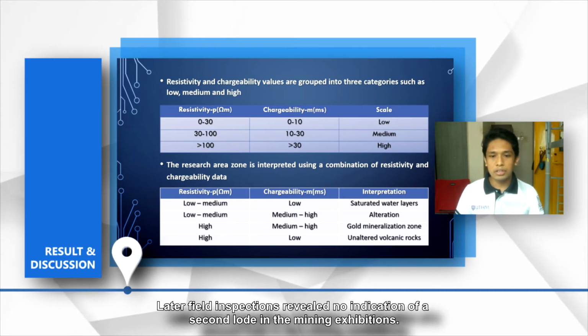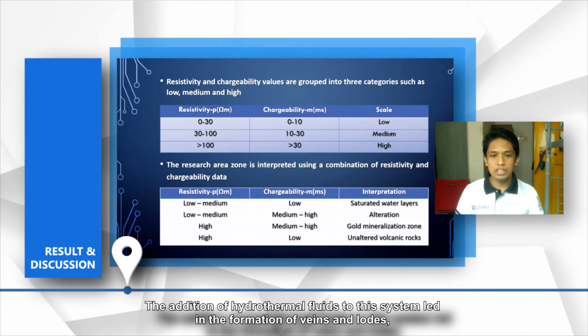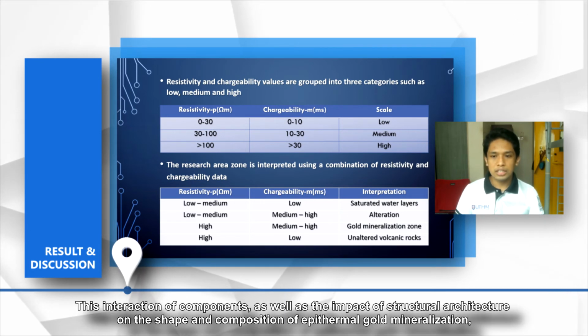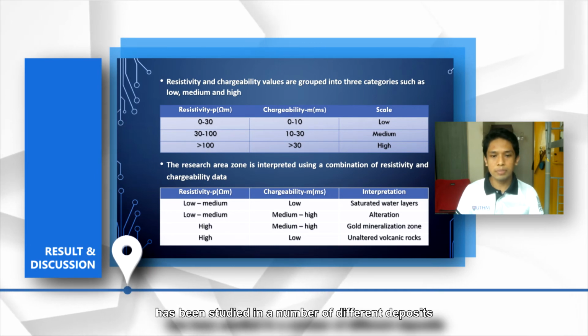Lateral field inspection revealed no indication of a cycle of load in the mining exhibitions. The geographical distribution of lode bodies in the study area was caused by deformational processes that occurred in the geological past. The addition of hydrothermal fluids to this system led to the formation of veins and lodes, which were sometimes unconnected and represented by a complex system of quartz veins with widespread gold and sulfides. This interaction of components, as well as the impact of structural architecture on the shape and composition of epithermal gold mineralization, has been studied in a number of different deposits.